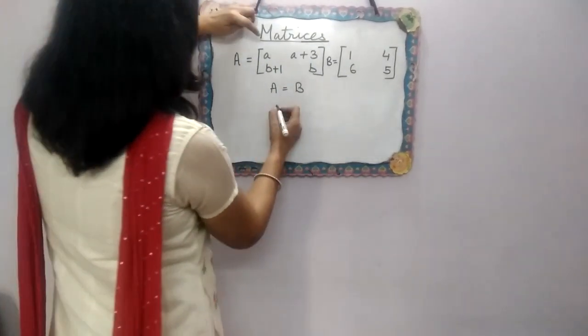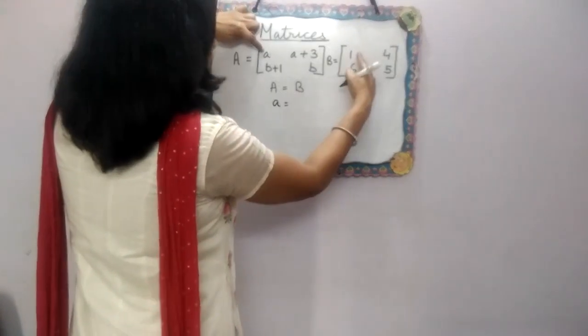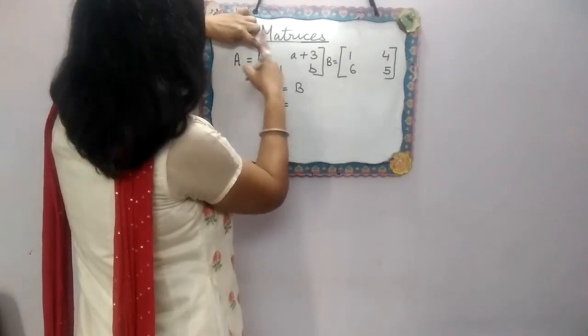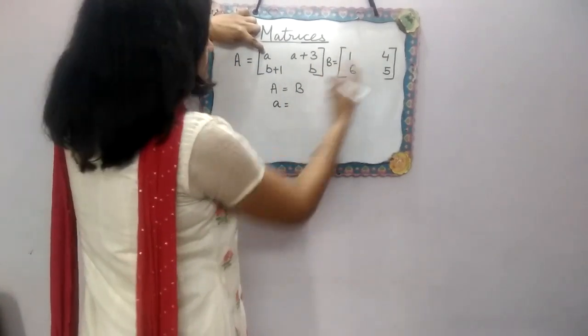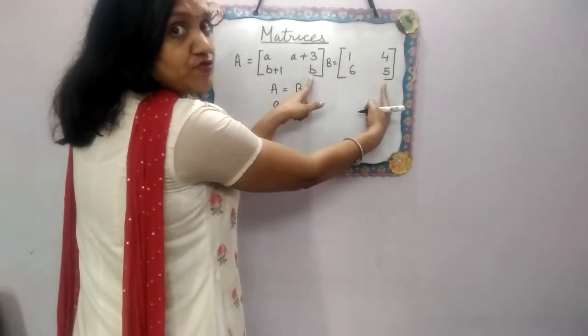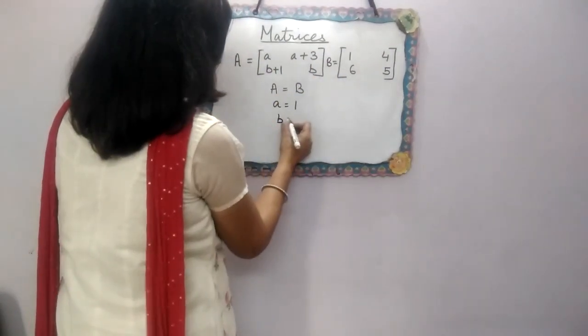So what should be the value of A? A should be equal to 1. First row, first column of A, first row, first column of B. And what will be the value of B? The value of B will be 5.